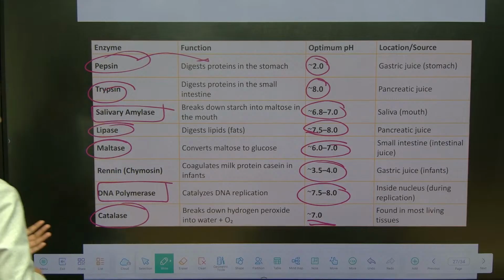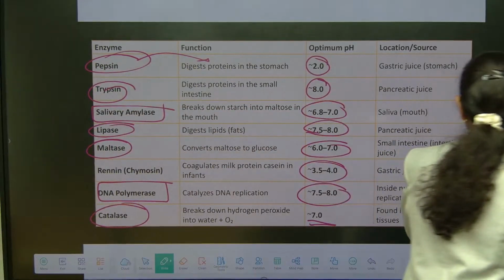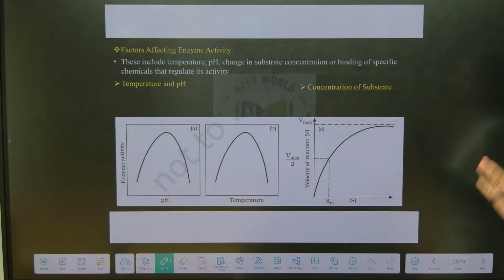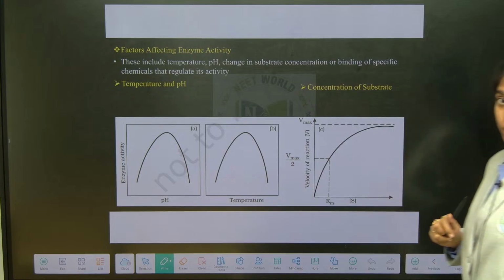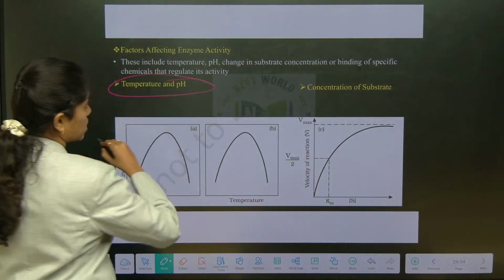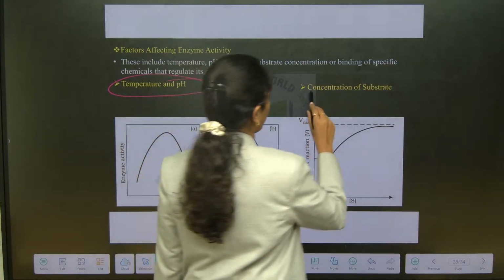Fine, right? Now, factors affecting enzymatic activity. These include temperature, pH, change in substrate concentration or binding of specific chemicals. Temperature and pH I have already discussed. Now, substrate concentration.